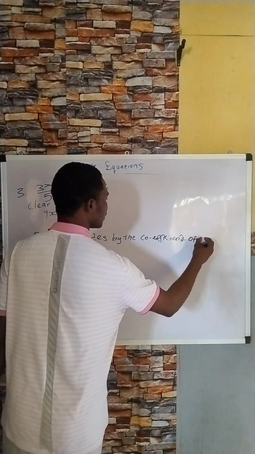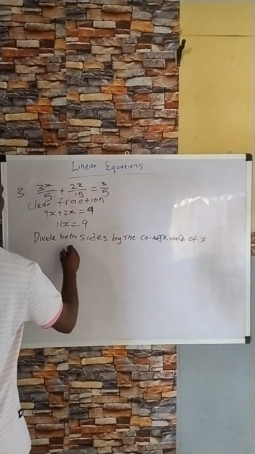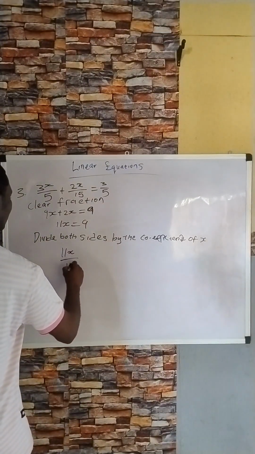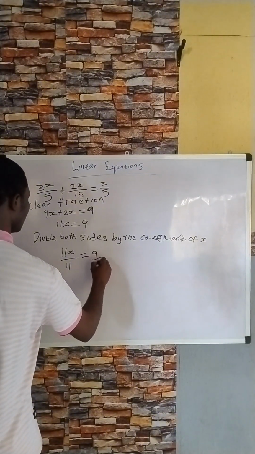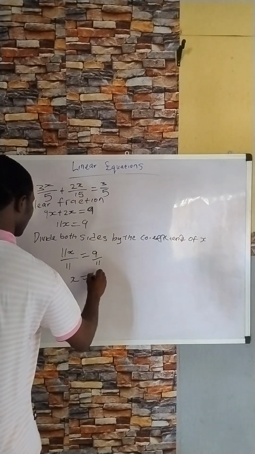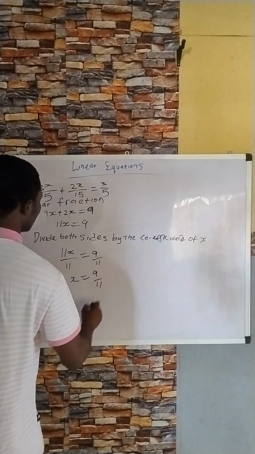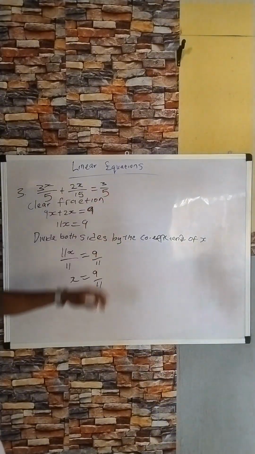So what will you do here? This will be 11x over 11 equal to 9 over 11. So x will be 9 over 11, and this will be our answer for this question.